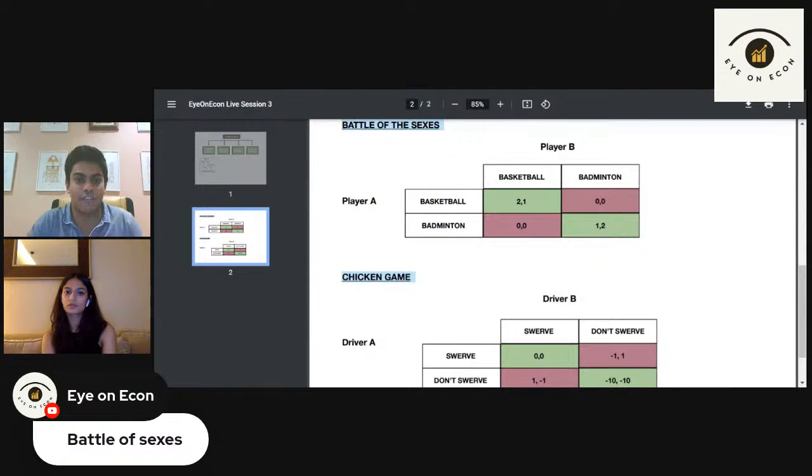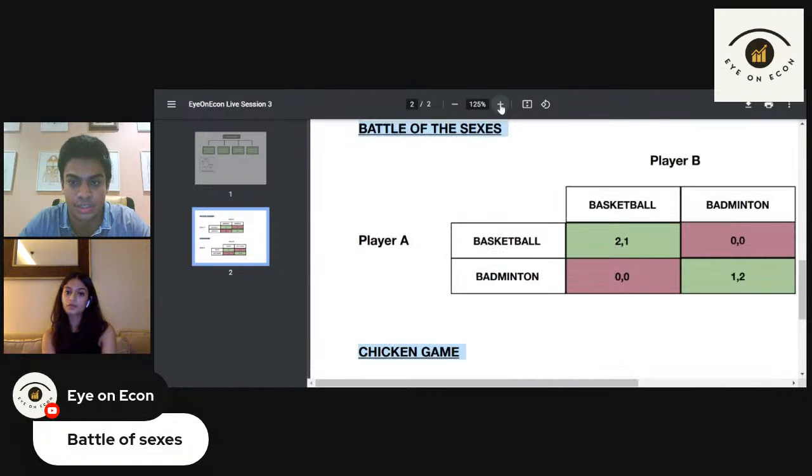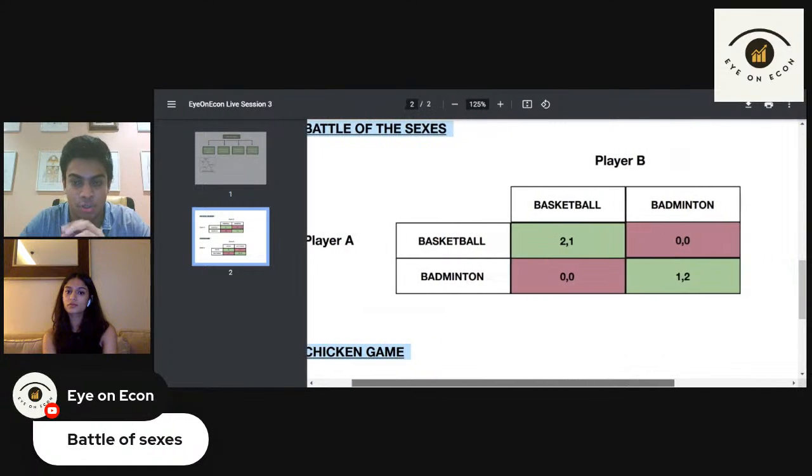So in this case, if we properly look into it, I will zoom in on this Battle of the Sexes game a bit so that you can see the payoffs. Player A, being the man, would like to go for basketball more than playing badminton because he gets the highest payoff from playing basketball.